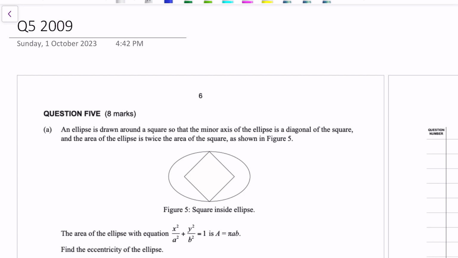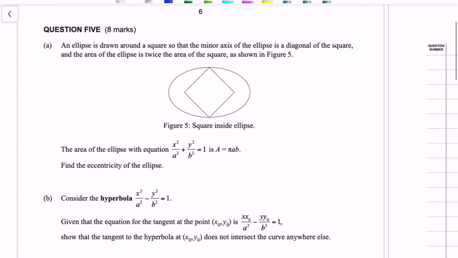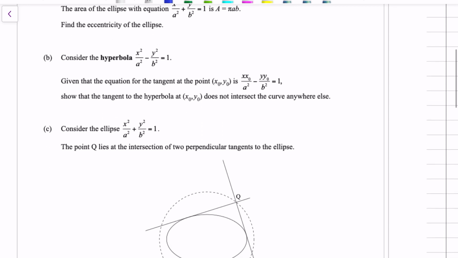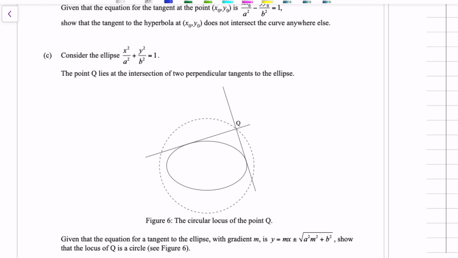This question here is all about conics. First one here we've got a problem involving finding the eccentricity of an ellipse. The second one is a hyperbola. We're given the equation of a tangent to it, and we've got to show that the tangent only intersects the curve at one position. And then lastly we've got quite a challenging locus problem involving the intersection of two tangents forming a circle.